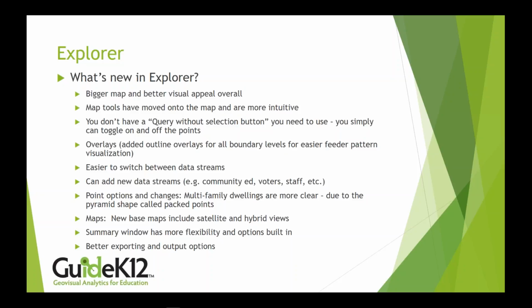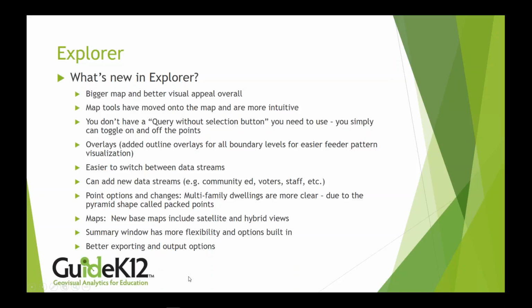The display of the dots or the point options on the map. If you're looking at your student data, we now show multifamily dwellings much more clearly. We have a new packed point representation, we call it. It will show these pyramid shapes, which allow you to see all students at a given household. So even when there are multifamily settings such as large apartments, if there's 50 kids there, you'll still see 50 dots representing their individual characteristics.